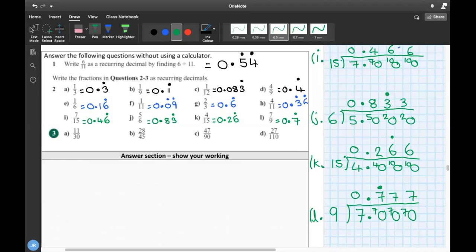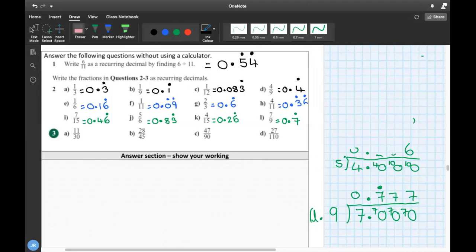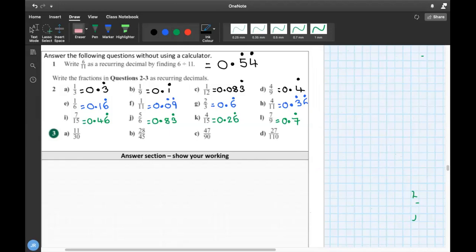Okay, and that was the final question of question 2. Now moving on to the last question here, question 3. Now question 3, the numbers are a little larger. So that means there's going to be a bit more working out. If you prefer, you can use the long method. You can do long division. I'm going to stick with short division today with the bus stop method.